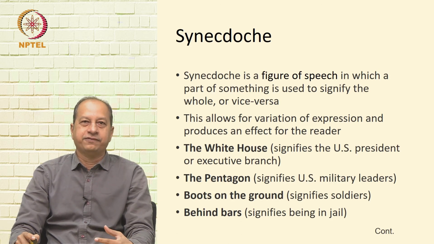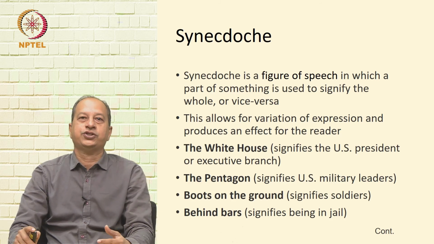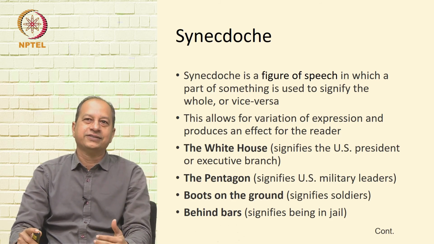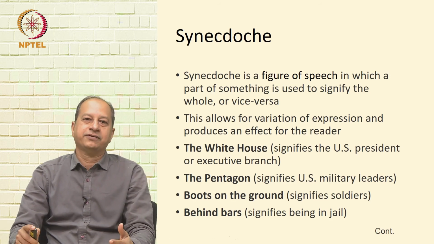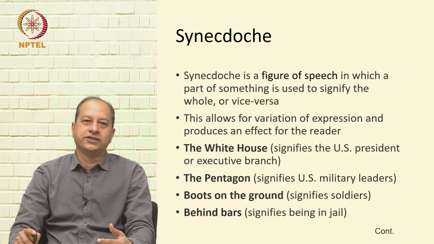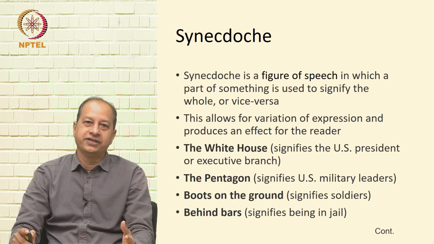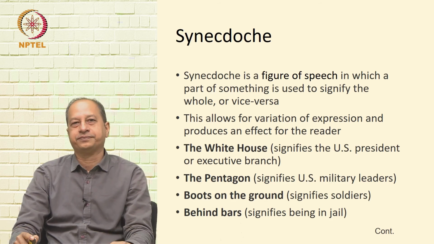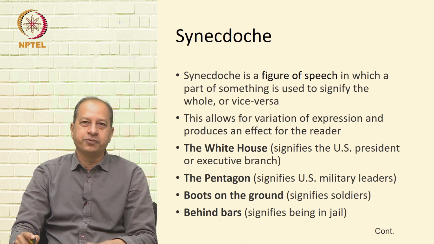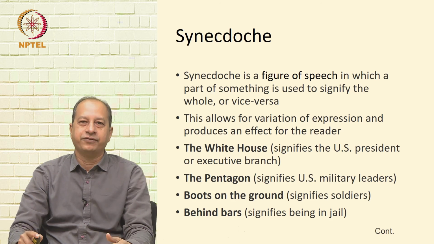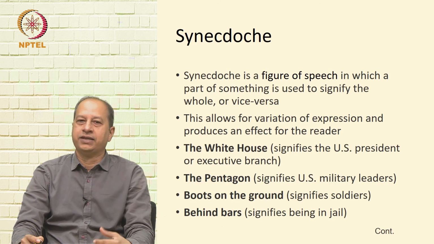We come to the idea of Synecdoche. Synecdoche is again a figure of speech in which a part of something is used to signify the whole, or even vice versa at times. So, instead of saying there are 50 students in the class, I can say there are 50 heads in the class. So, 50 heads, 50 persons, 50 students. So, this also allows for variation of expression and produces an effect for the reader. Again, the act of visualization and embodied simulation.